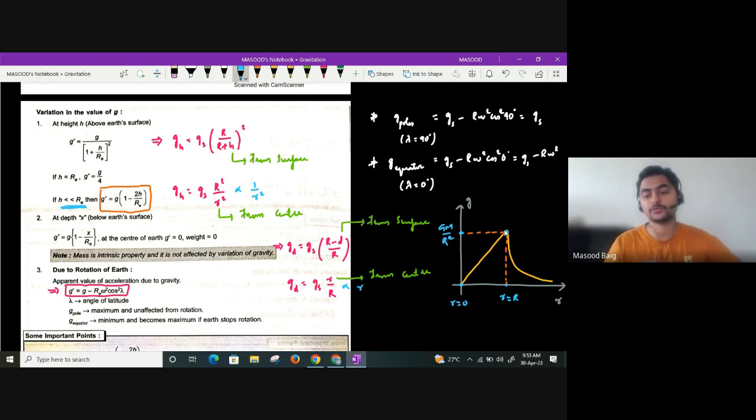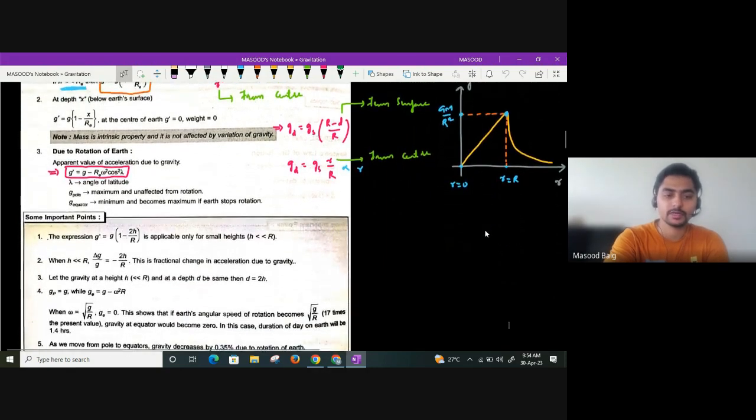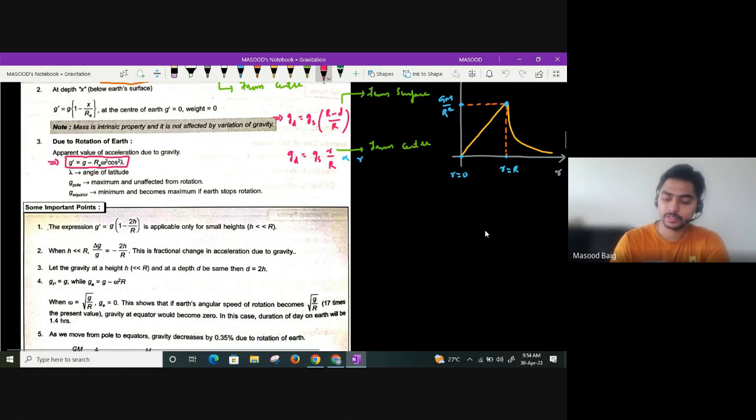If you are moving from surface, either you move above or you come inside, g value will decrease. As you move from center, g value first increases, then decreases. As you move from surface, whether you go outside or inside, g value will be decreasing only. At center of the earth, g value will be 0. Rotation of the earth will not affect g value at poles, it will affect g value at equator, guys. So g at poles will be maximum and g at equator will be minimum, guys. Clear? Understood, all of you?